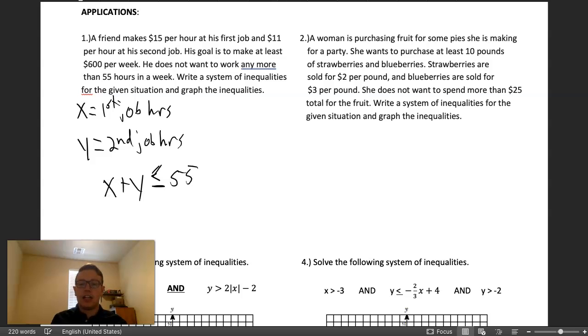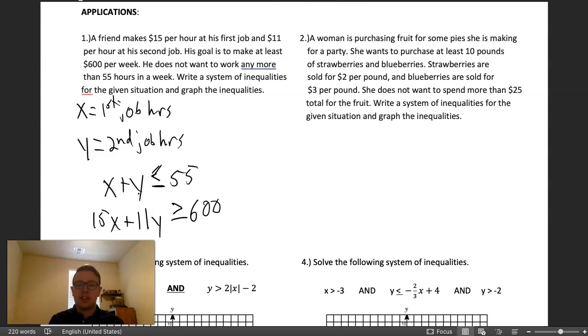And then for the other part, we make 15 bucks an hour at the first job and 11 bucks an hour at the second. We want to make at least, so greater than or equal to, $600 a week.